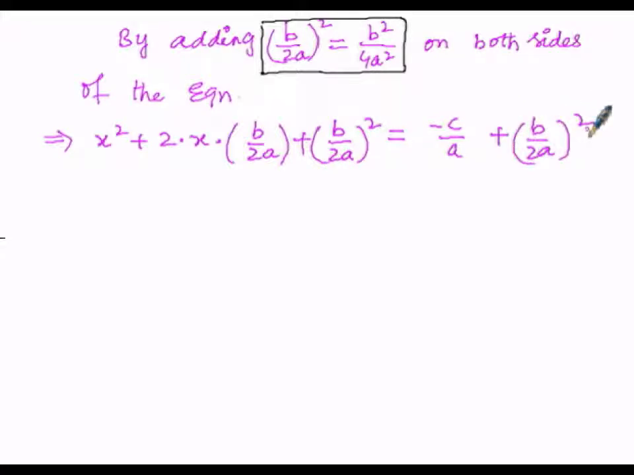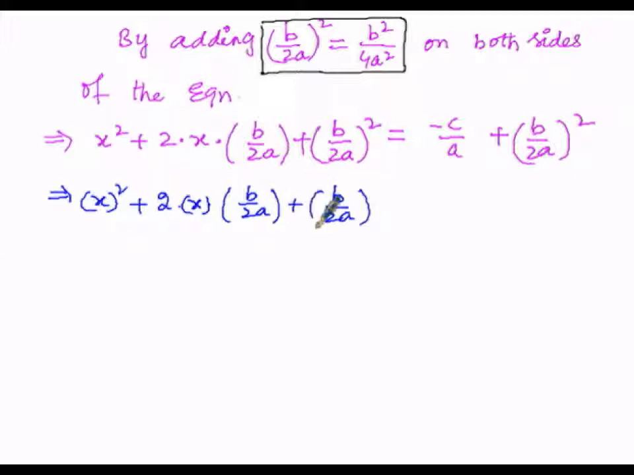Now the left hand side can be written as x whole square plus 2 into x into b by 2a plus b by 2a whole square, equals minus c by a plus b by 2a whole square. b by 2a whole square is nothing but b square by 4a square.